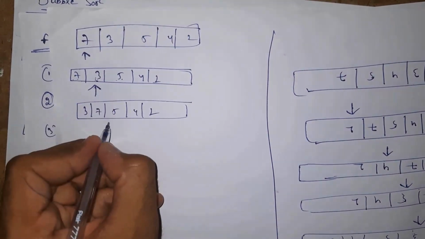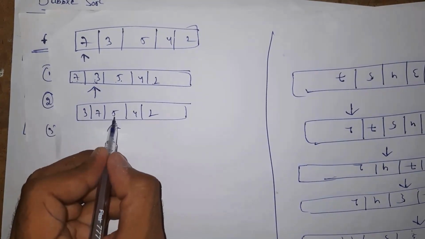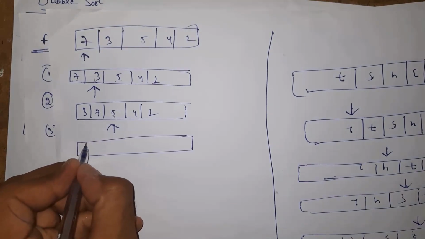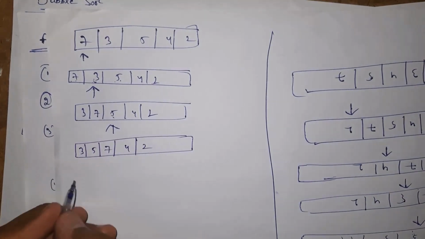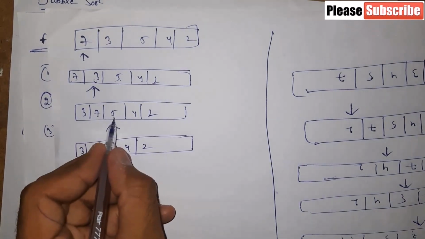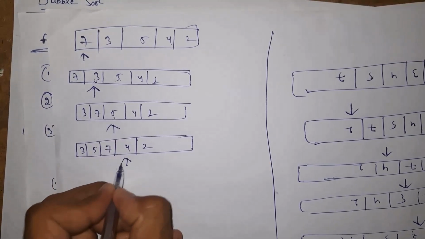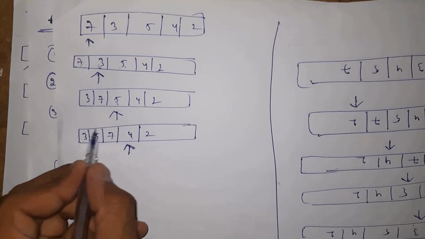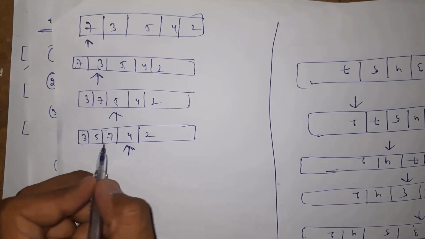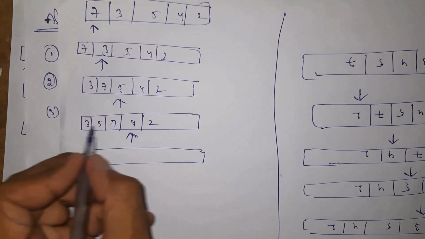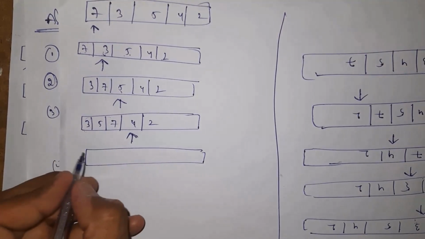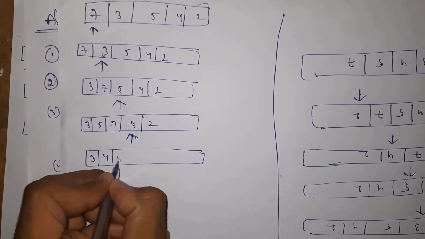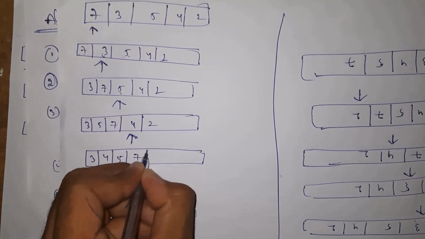Move the cursor to the next position, that is here. Now again compare this 5 with the remaining two elements and arrange these elements in sorted manner: 3, 5, 7, 4, 2. Now again move the cursor one position forward, that is 4. Place the cursor at element 4. Now compare this 4 with the remaining elements, that is 3, 5, 7. Actually 4 should be placed between 3 and 5. So arrange this in sorted manner like 3, 4, 5, 7 and 2.